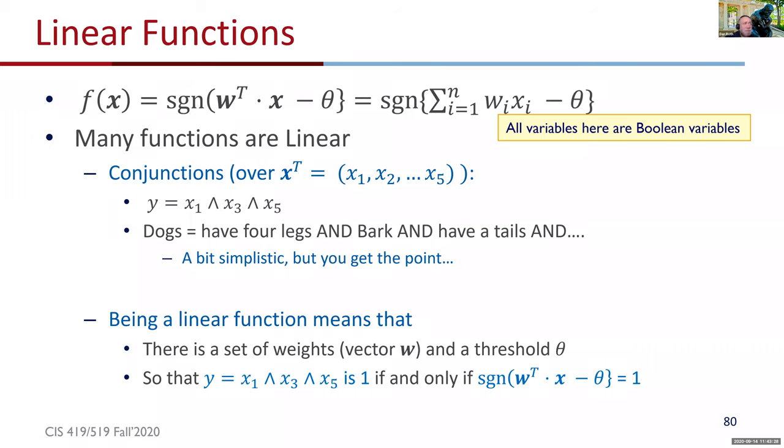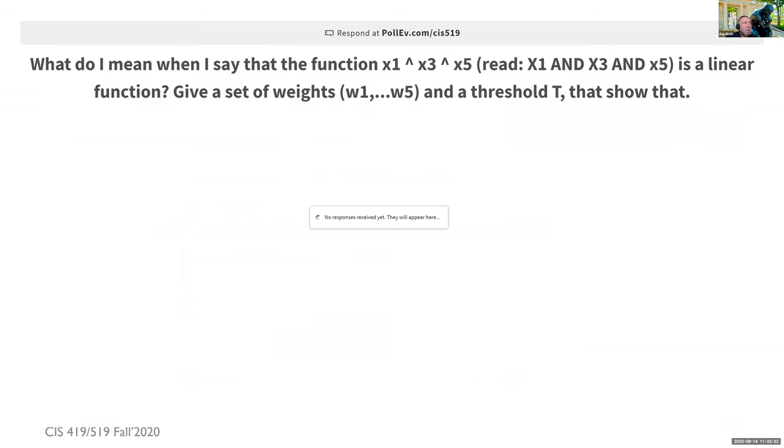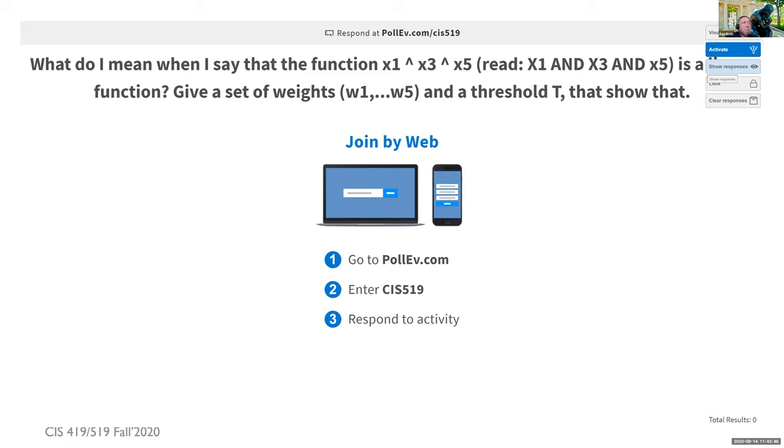So let's try this. I'm asking this question again. What do I mean when I say that the function x1 and x3 and x5 is a linear function? I want you to give me a set of weights over the five variables and a threshold, which I denote here T because I don't know how to write theta on the board everywhere, that show that this is true. So essentially what you have to give me is six numbers, the five W's and the T, and choose them in such a way that it will show that this conjunction is a linear function. Is the question clear?